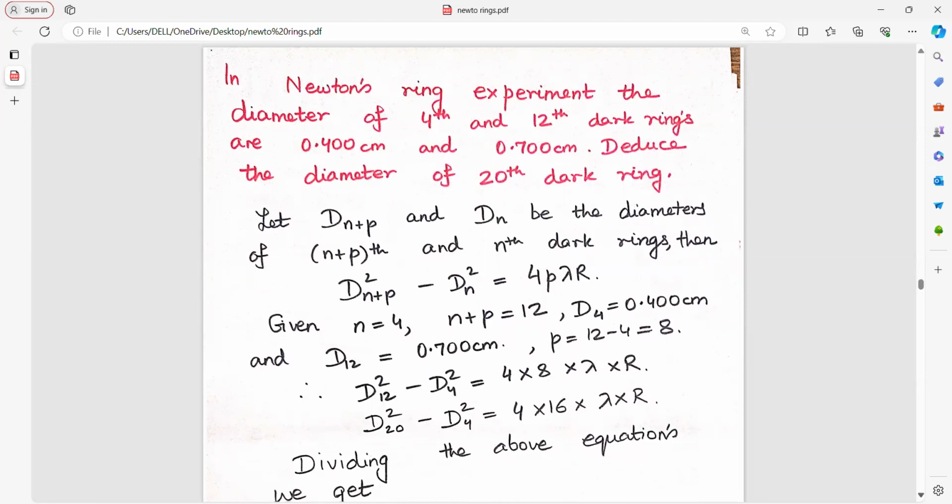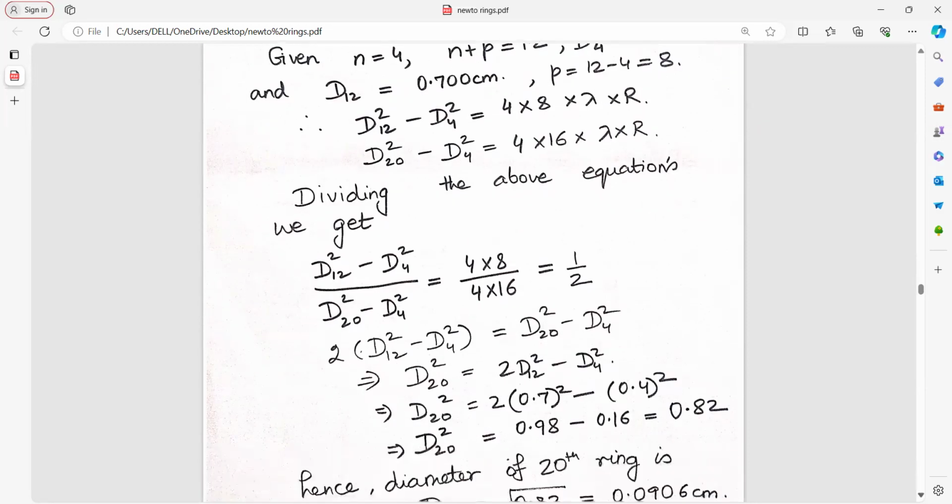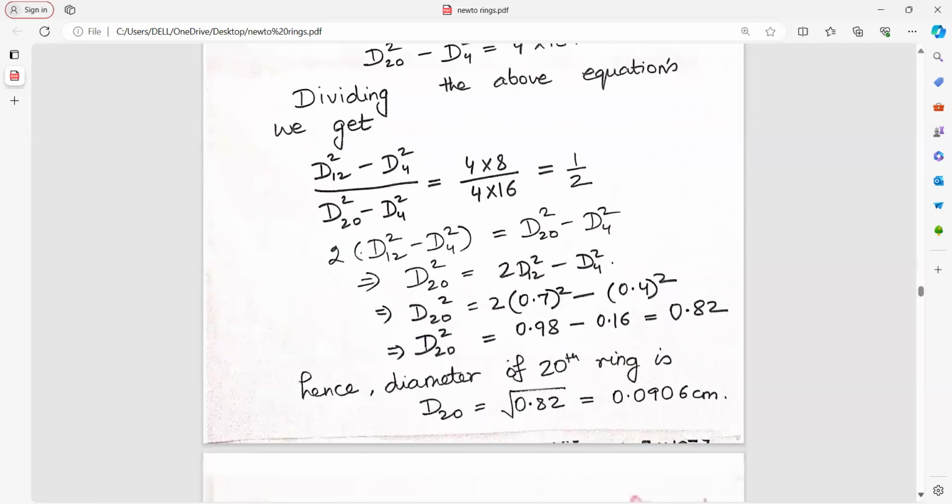In the Newton ring experiment, the diameters of the 4th and 12th ring have been given to you. You have to find the diameter of the 20th ring. So the very famous formula of Newton ring is D(n+p) square minus D(n) square is equal to 4p lambda R. n will be 4, and n plus p will be 12, the 4th ring and the 12th dark ring, so their diameters have been given to you. p will be (n plus p) minus n, that is 12 minus 4 is equal to 8. Simply put the values and either divide to simplify the expression, whichever way you find convenient, whichever way you find very easy to come to the answer, and you get your answer for diameter.